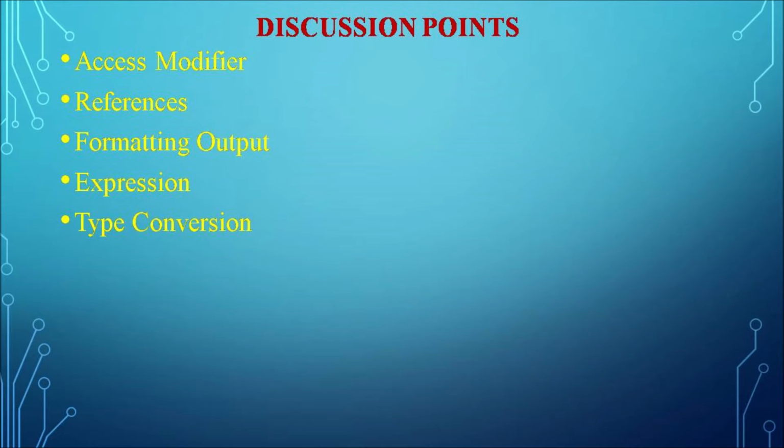The first topic which we are going to discuss is access modifier. What are the various access modifiers available based on the data types, and what is a reference. How the reference variable can be declared. Next one is formatting output. So how to format the output, based on the user's need or for better appearance. And the last two topics are expression and type conversion. So how to convert the data type, both implicitly and explicitly. These are the topics which we are going to discuss in this video.